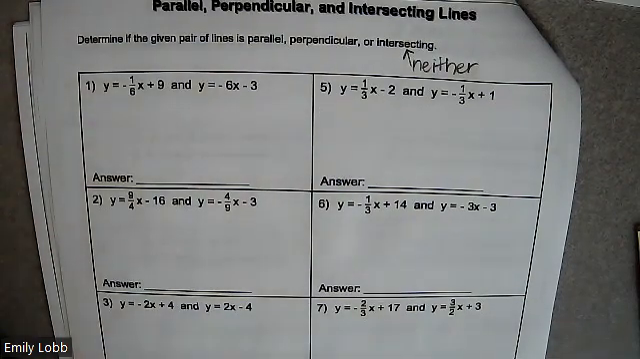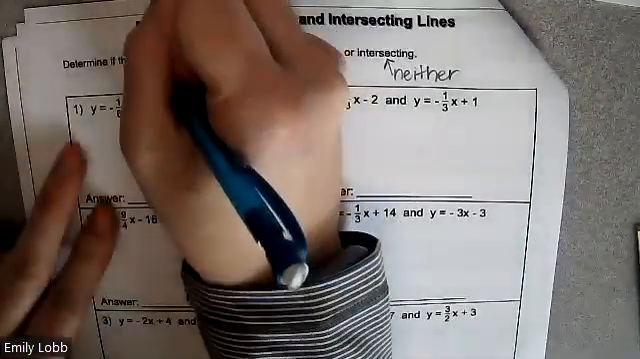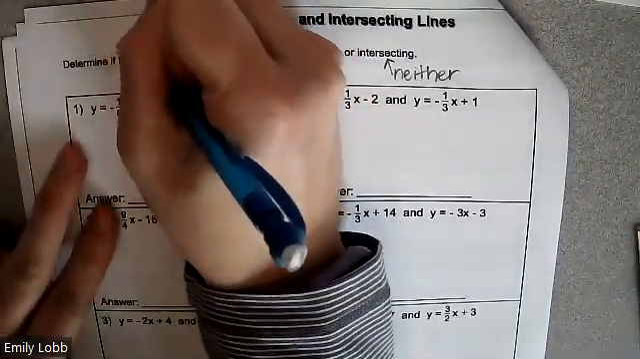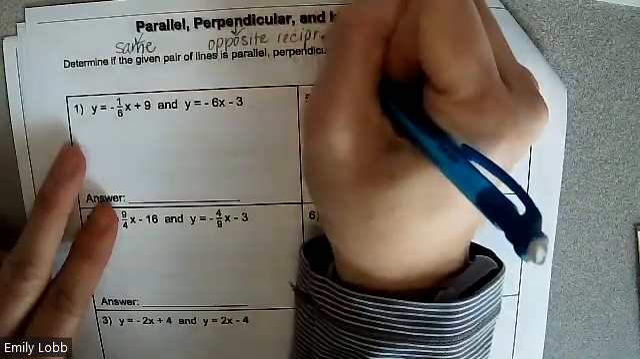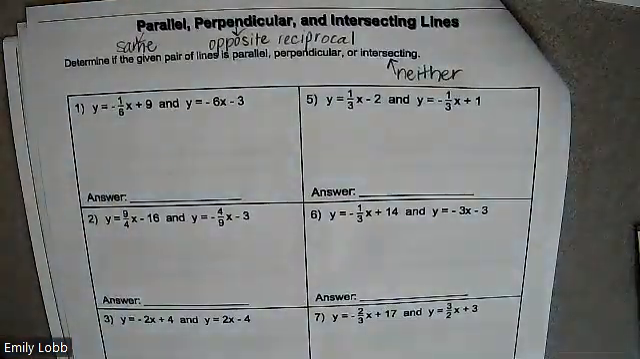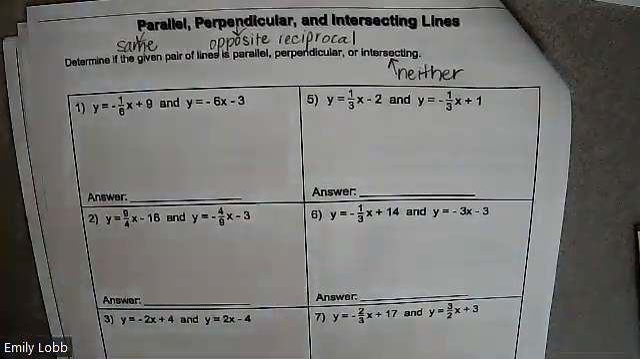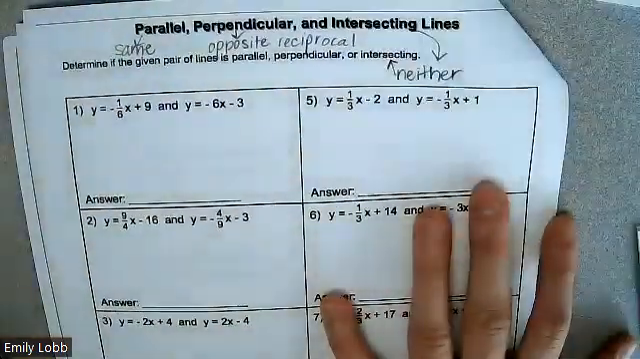The other thing that we have to recall here, parallel. Remember, this is the same. Perpendicular. These are opposite reciprocals. It's important that you know the reciprocal just means a flipped fraction. Intersecting is really going to be our neither here.